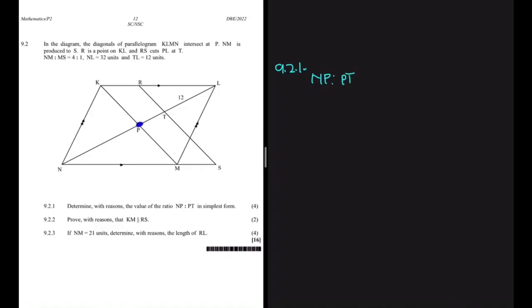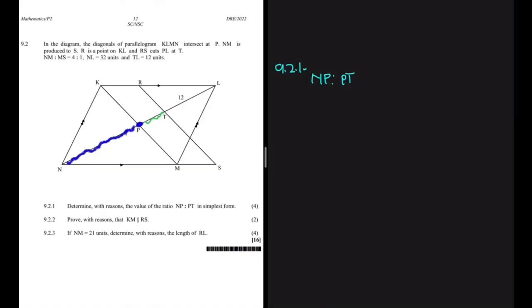So let's look at NP is to PT. So we have NP right here, and then PT is right here. If these two lines were parallel, then we would say that NP to PT is just 4:1, right? But then we are not given that information. We cannot just conclude that the line KM is parallel to RS. So we have to use something else. But what do we use, right?